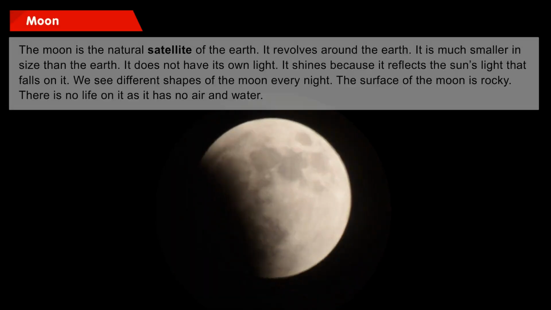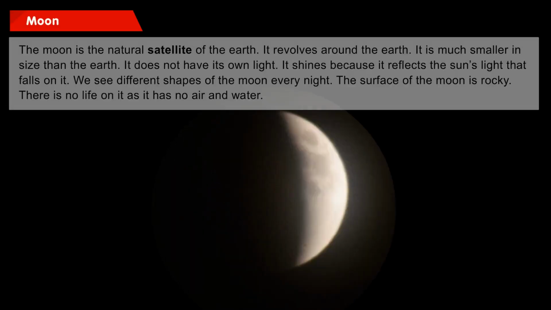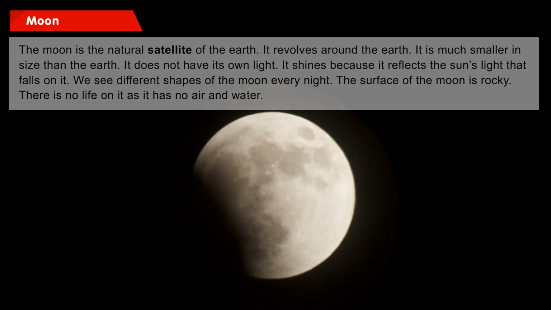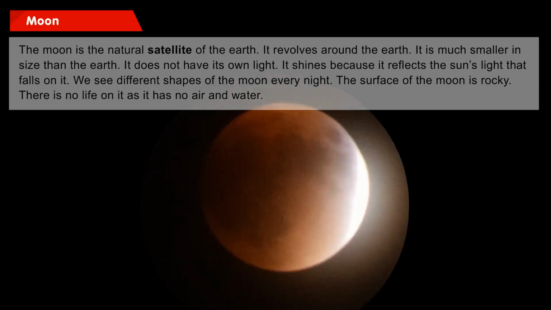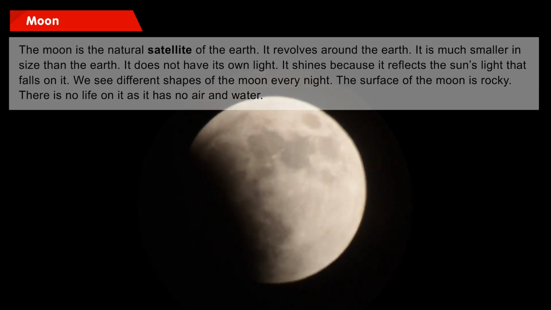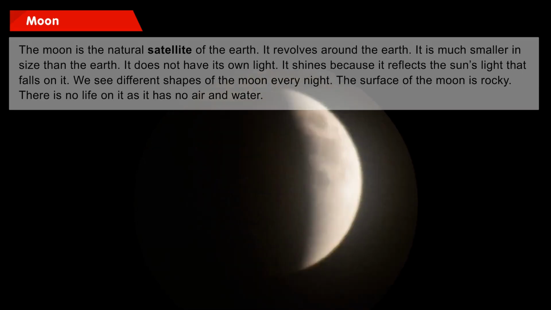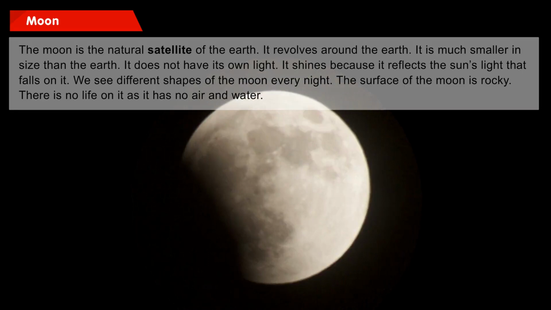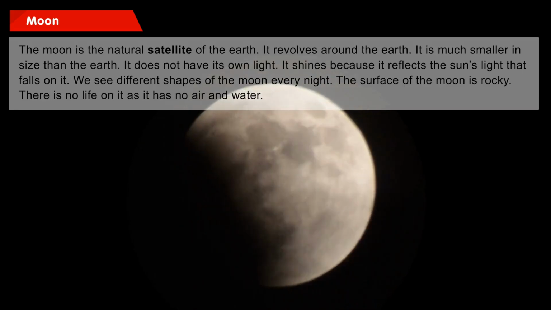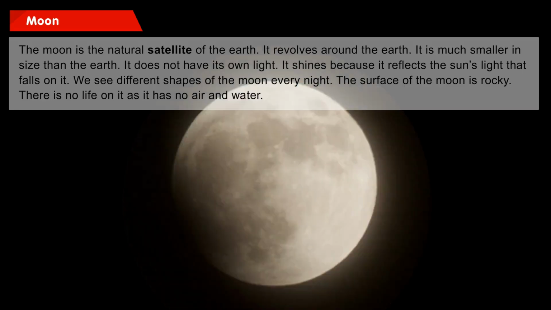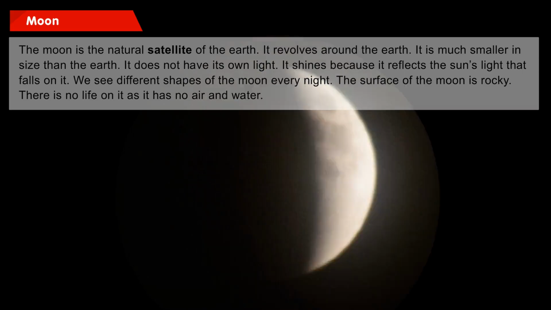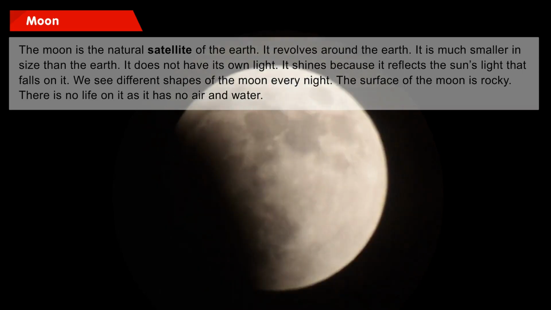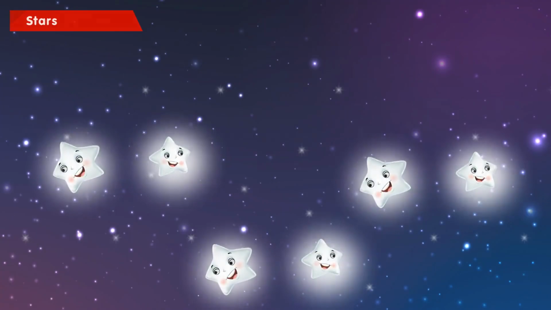Moon. The moon is the natural satellite of the Earth. It revolves around the Earth. It is much smaller in size than the Earth. It does not have its own light. It shines because it reflects the sun's light that falls on it. We see different shapes of the moon every night. The surface of the moon is rocky. There is no life on it as it has no air and water.